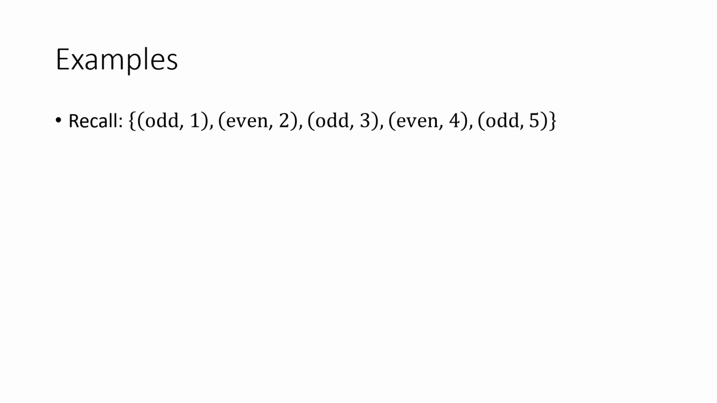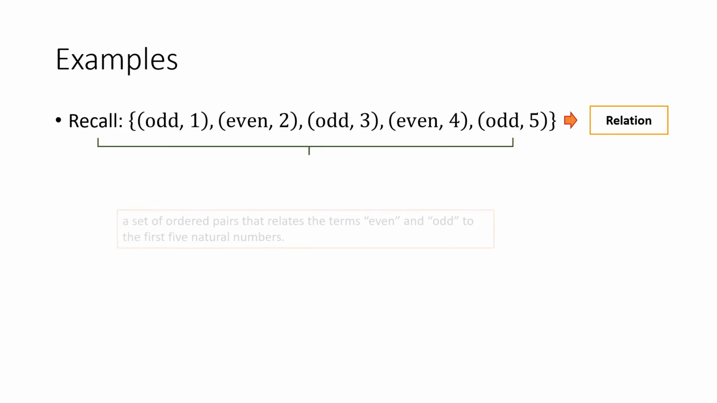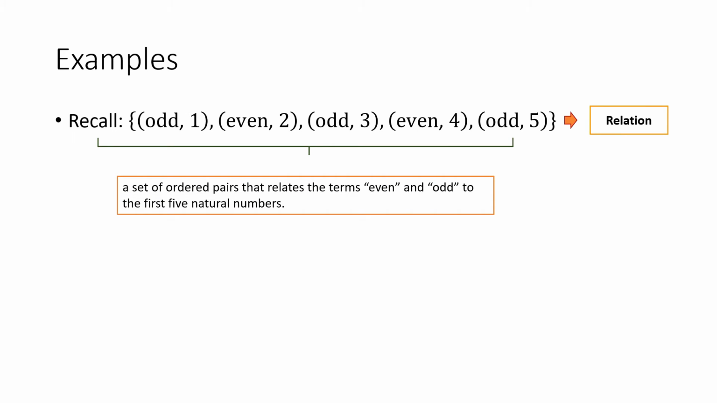Another example. Recall that when we discussed the topic of relation, we had this example. This set of ordered pairs is a relation. It is a set of ordered pairs that relates the terms even and odd to the first 5 natural numbers. Meaning to say, the words even and odd are mapped to the first 5 natural numbers. So let us look at the first ordered pair.